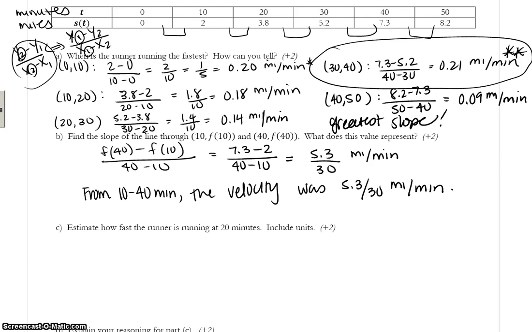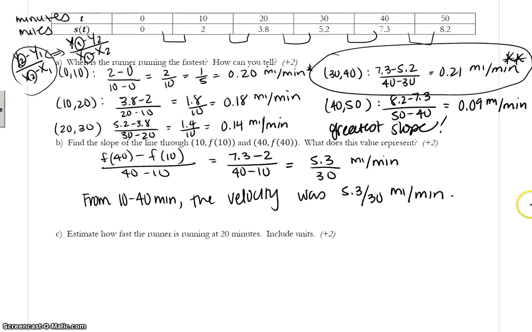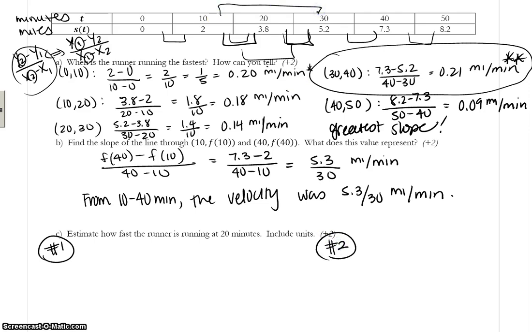Then it says, estimate how fast the runner is running at 20 minutes. Include the units. So there were two ways that you could do this. Either number one, you could find the intervals of 10 to 20 and 20 to 30 and take the average of the two. Or option number two, and we'll do both, is find the slope between 10 and 30. Okay, so let's look at option 1.